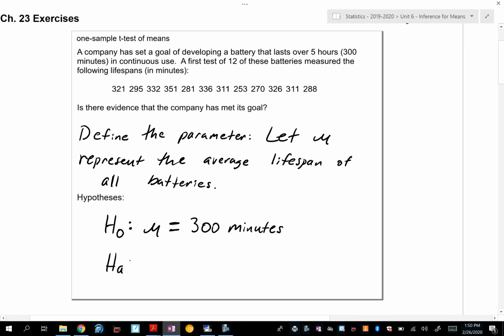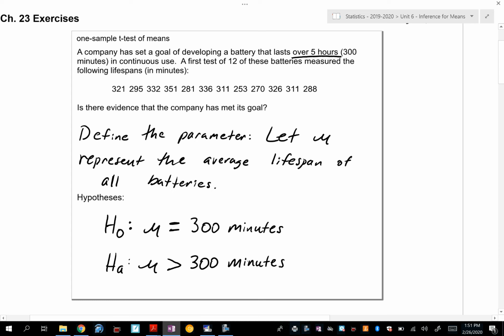What about the alternative then? How do you know it's greater than? Be careful when you look at the data values. In theory, if this is your job, you don't know the data values yet. You should be doing this part before you actually test it. It's a good thing to do for the course, but not necessarily if you're doing this for your job. But it says in the problem that they are setting a goal that lasts over 5 hours. So they're hoping to prove that these batteries are going to last above 300 minutes.